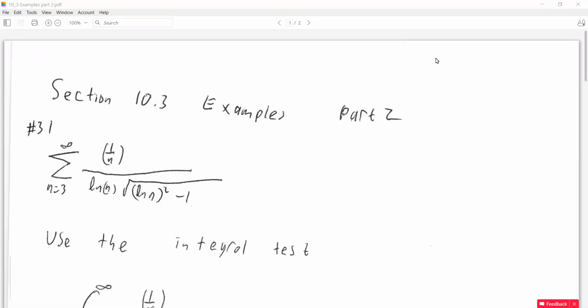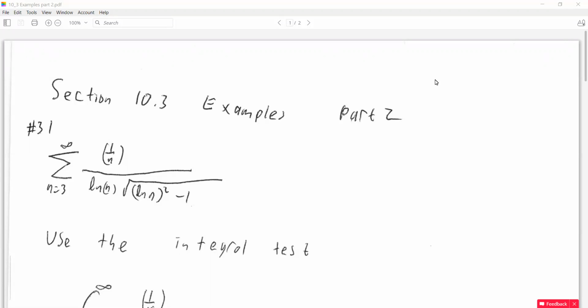This one tends to create some problems for people. We're dealing with this weird sum with 1 over n in the numerator, then log of n, and then the square root of log of n squared minus 1.